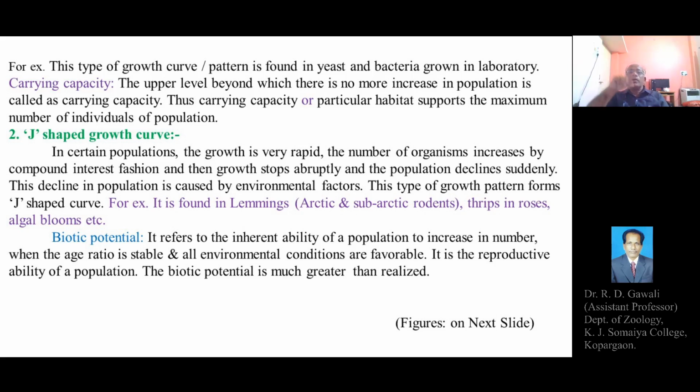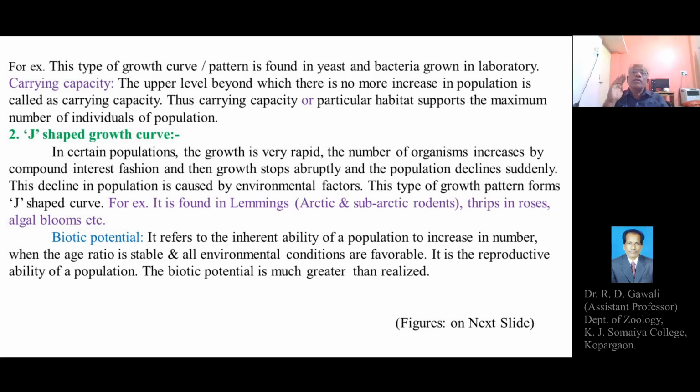So a particular habitat will have its capacity of providing support to the life of different species or the organisms of a particular species or population to a definite number only. That is called carrying capacity. And the biotic potential is the ability or the capacity of the living factors, the particular species or the members of the population. This is the inherent property or the ability in a population to increase in number when the age ratio is stable.